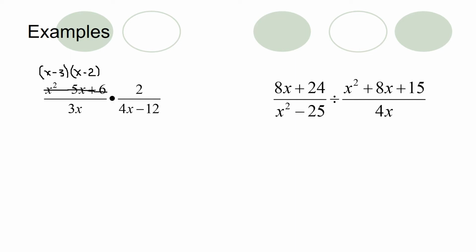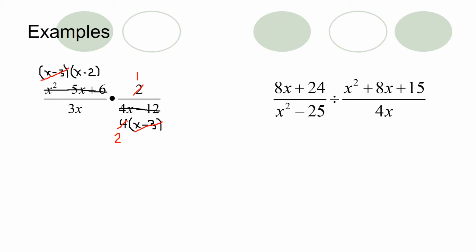I can now cross that out because I'm done with it. There's no factoring 3x. There's no factoring 2. I can factor 4x minus 12 by pulling out a GCF of 4. Cross out the 4x minus 12 because I'm done with it. Now, I may now cross cancel. X minus 3 can go with x minus 3. 2 and 4 can be reduced to 2 and 1.